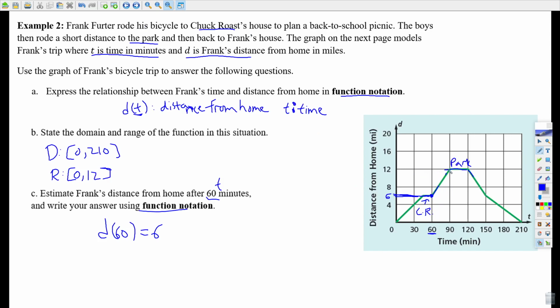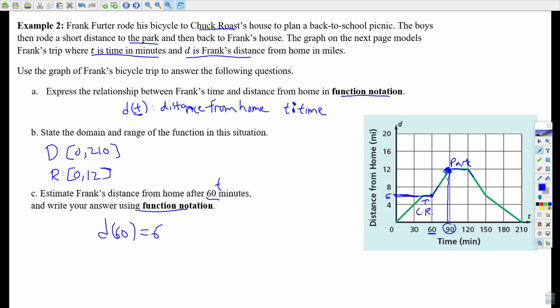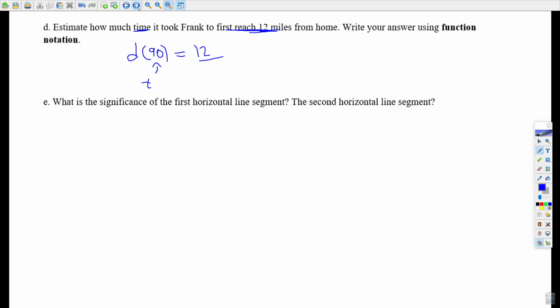It looks like he first reached 12 miles. We don't really have to estimate. I feel like it's just perfectly on this line. So we're looking at 12 miles at that point here. And then go all the way down, and it looks like it's about 90 minutes. So to fill this in, what time would it be? D of 90 is when he first reaches 12 miles away from home. He's 12 miles away from home for quite a few minutes here, from 90 to 120 minutes, but the first time it happens is at 90 minutes.